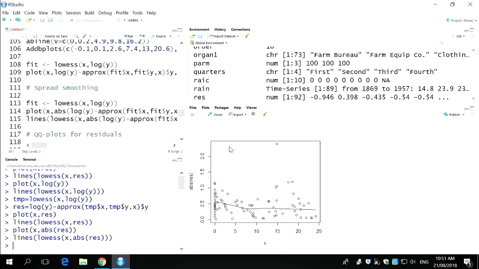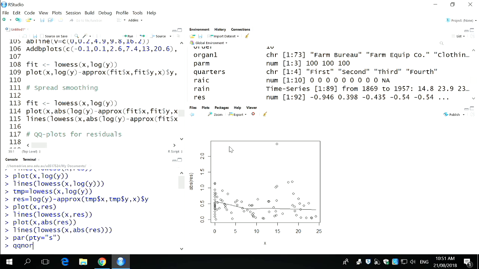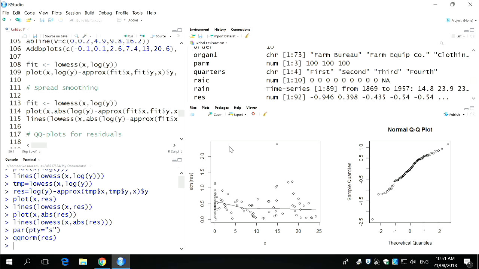The other thing that you'd probably want to do, once you've got these residuals, is to produce a QQ plot of the residuals. So I make my plot square, QQ norm of res. This is my QQ plot of the residuals from my low S fit. So have a look at that. What do we think? The idea was, we're hoping that these are close enough to normal for us to be able to go ahead and fit models.